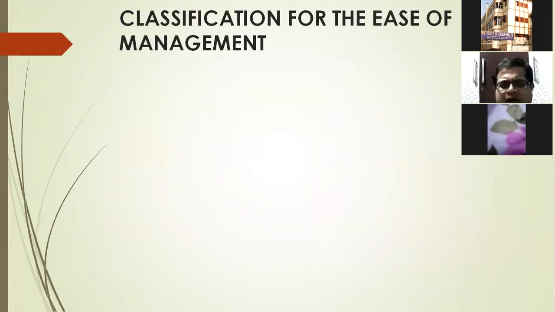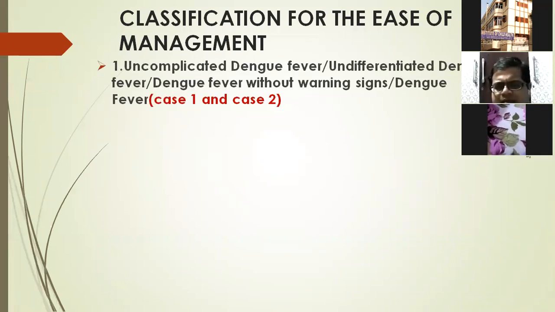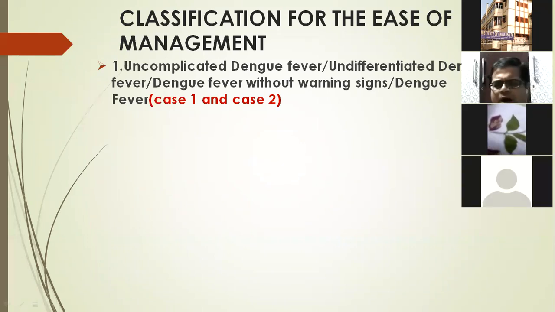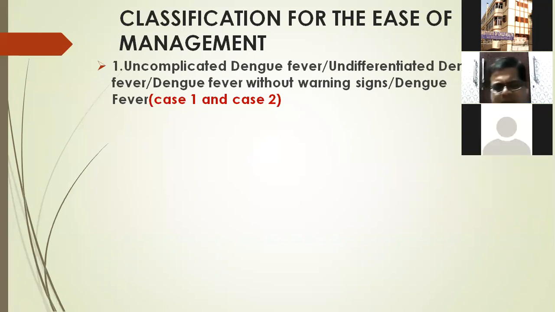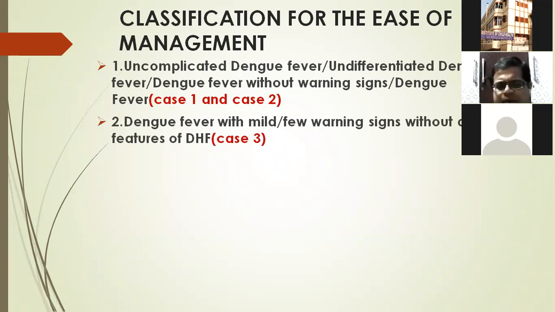So I have classified the varieties of dengue cases for ease of management. Which type of patient do we usually get? Number one, uncomplicated dengue fever or undifferentiated dengue fever or dengue fever without warning sign or simple dengue fever. I will discuss two cases with this type of fever. Then dengue fever with mild or few warning signs without any features of dengue hemorrhagic fever. I will discuss this as case 3.